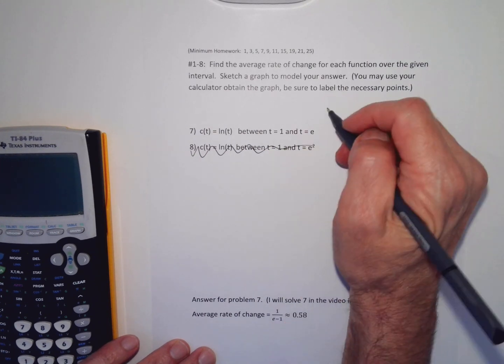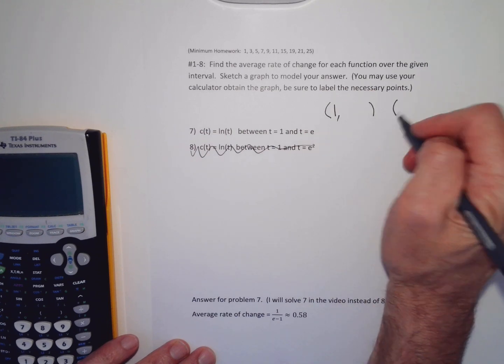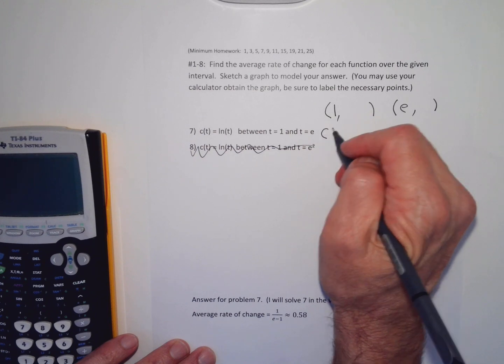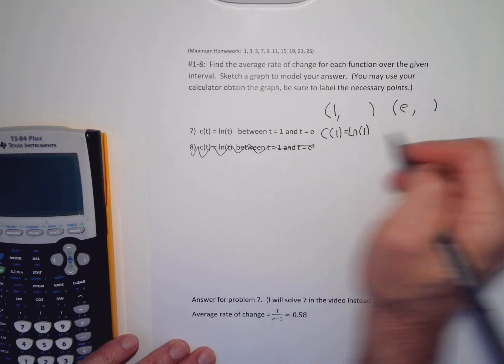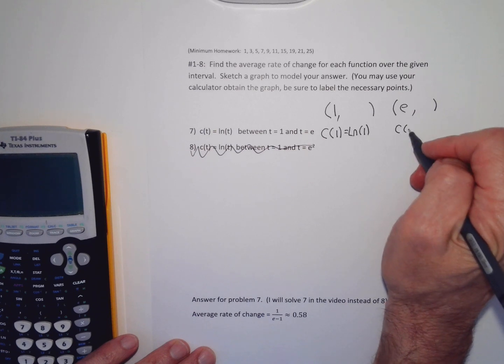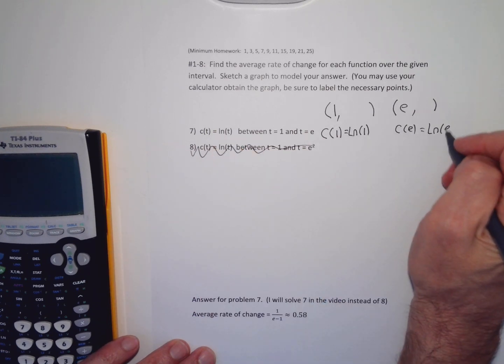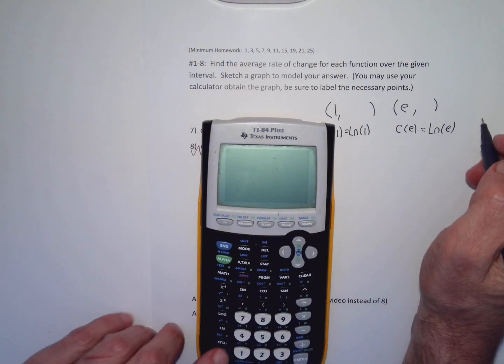So for 7, the first point has an x-coordinate of 1. The second point has an x-coordinate of e. The y-coordinate of the first point is the natural log of 1. The y-coordinate of the second point I get by plugging e in for this. It's the natural log of e. These I can both do on my calculator. So to do the natural log of 1, that's easy.